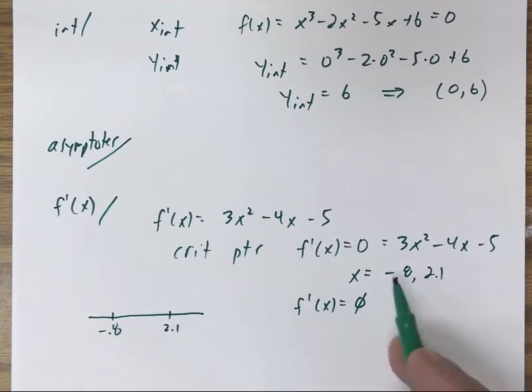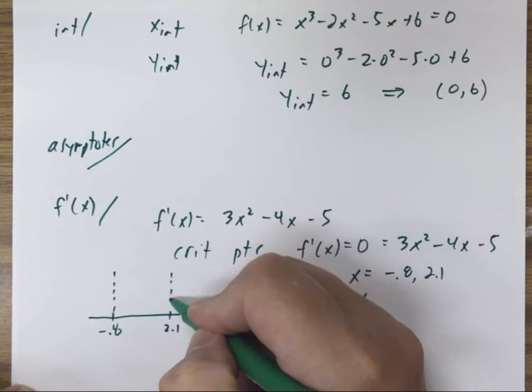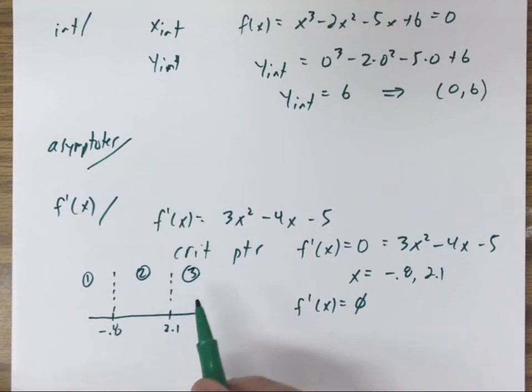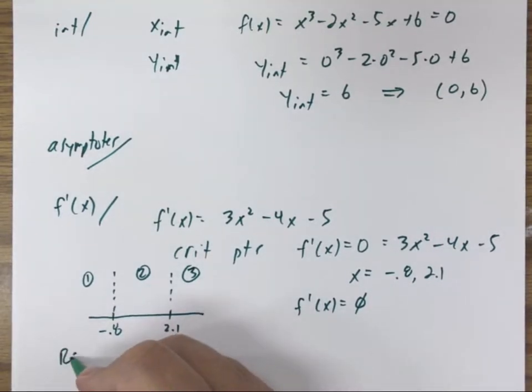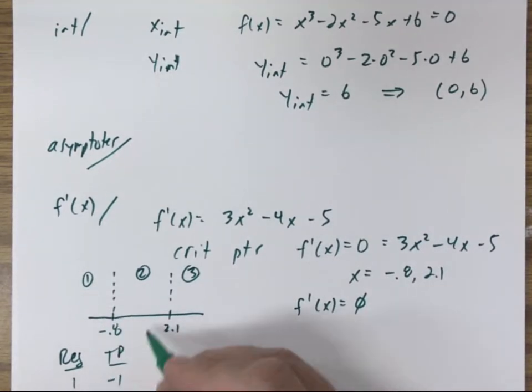Once again, these critical points are where the first derivative is 0. And this allows me to break up my graph into regions. In each region, I'm going to figure out whether the first derivative is positive or negative, which tells me whether the graph is increasing or decreasing in these regions. So 3 regions. For region 1, let's choose a test point of -1. Region 2, we'll choose 0. Region 3, we'll choose 3.